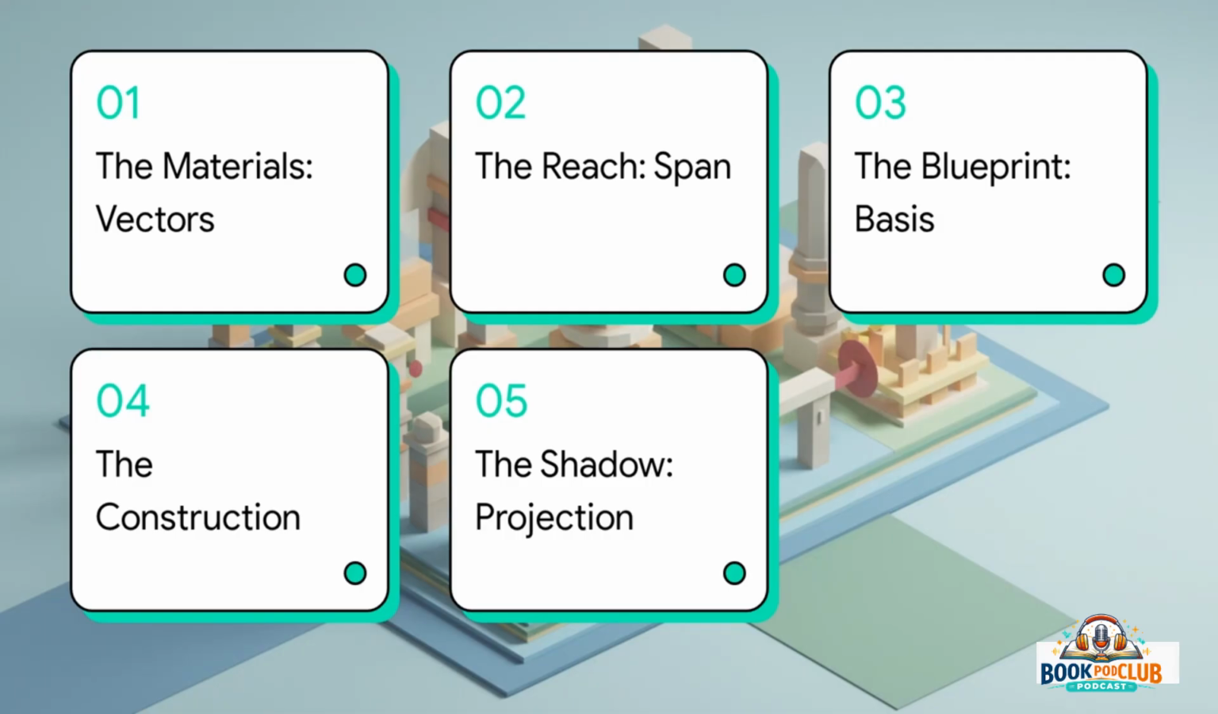So here's our blueprint for today. First, we'll look at our basic materials. That's vectors. Then, we'll see how far they can take us with this idea of span. After that, we'll figure out how to make an efficient design using independence and basis. Then, we get to the fun part, the actual construction of lines and planes. And finally, we'll check out a cool tool called projection, which is kind of like casting mathematical shadows.